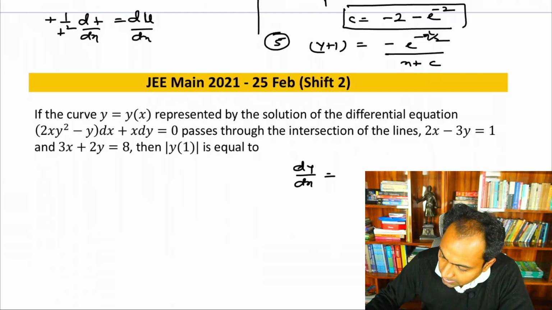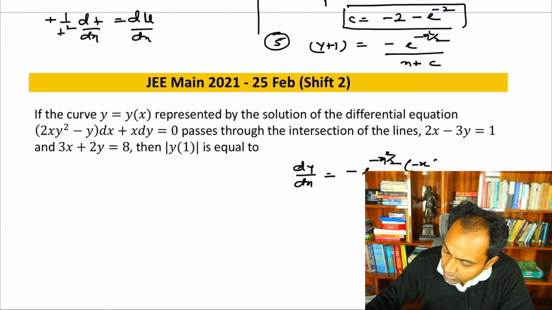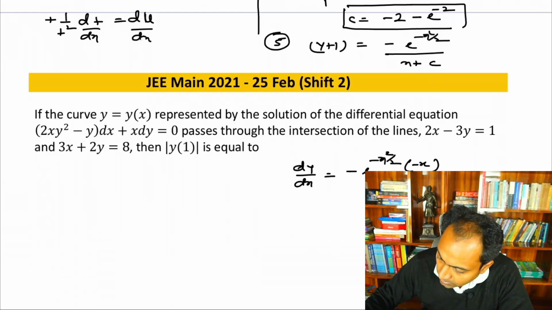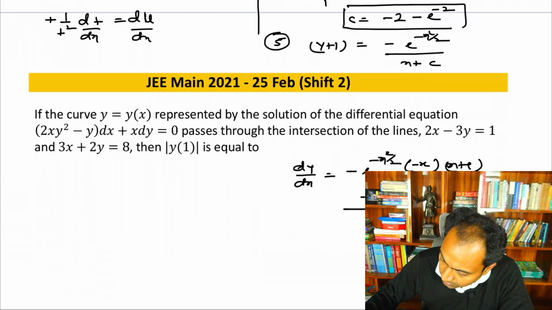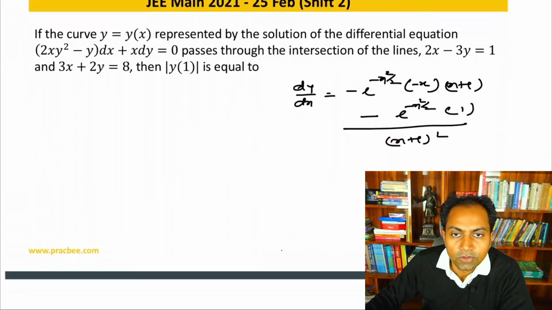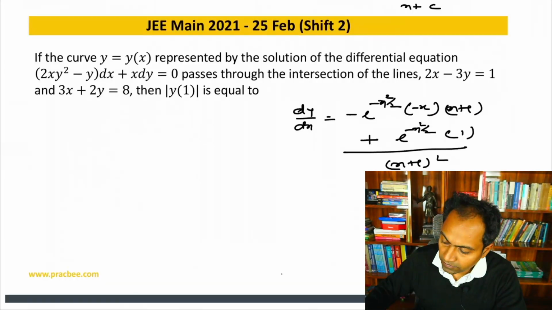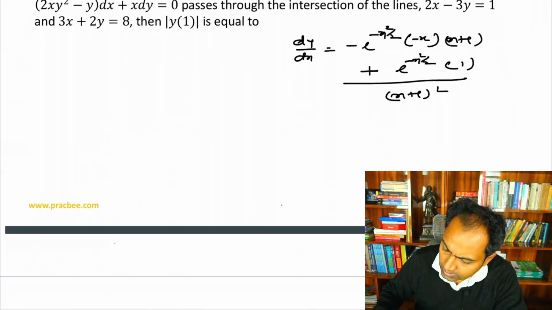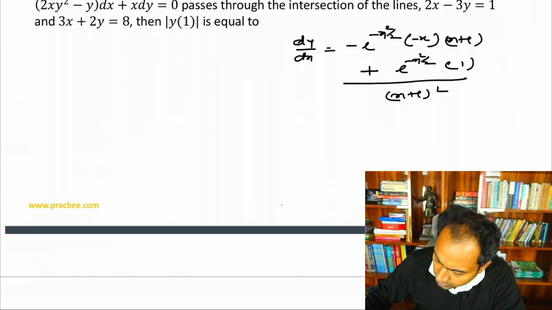So for doing the right hand side, we will have to use the product rule, or rather the division rule. So this will become minus of e raised to the power minus x square by 2 minus x. So 2x by 2 will become minus x into x plus c, minus, and then we can again write e raised to the power minus x square by 2. This will become 1 by x plus c whole square. Once you have written this much, now if I substitute the value in this as x equal to 1, let us see what do we get.